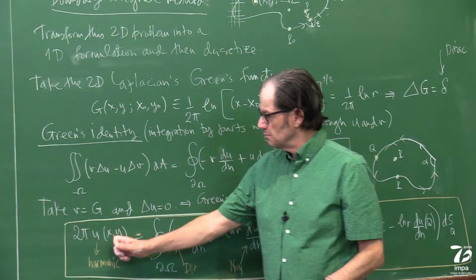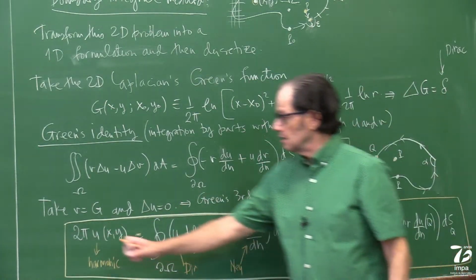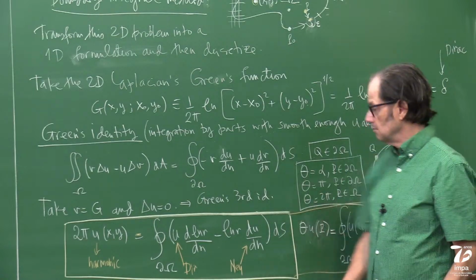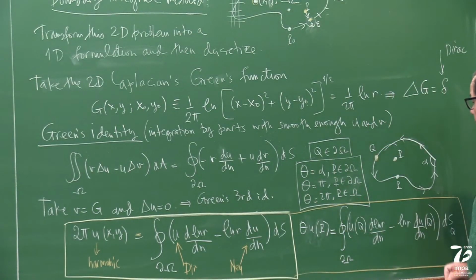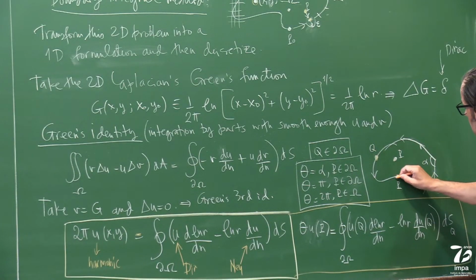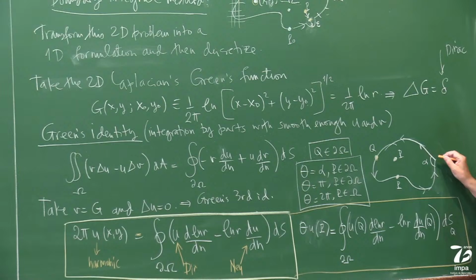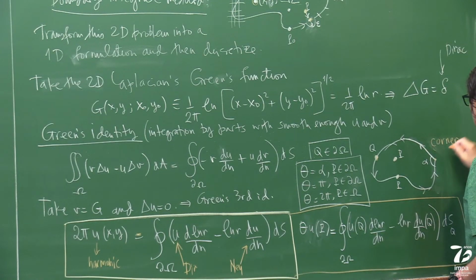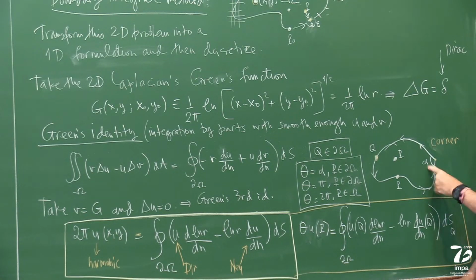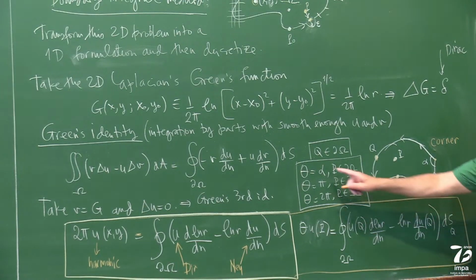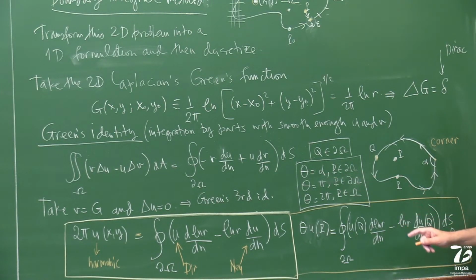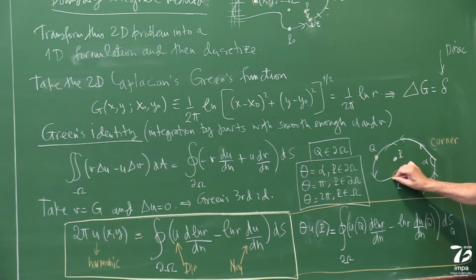This flavor here is when P is inside, so theta is 2 pi. Here it is. Now, when P is on the boundary, like here, or at a corner, when P is at the boundary at a corner, theta is the internal angle. So the internal angle at a corner is alpha, right? Here it is. And the internal angle at the smooth part of the boundary is what? It is pi.